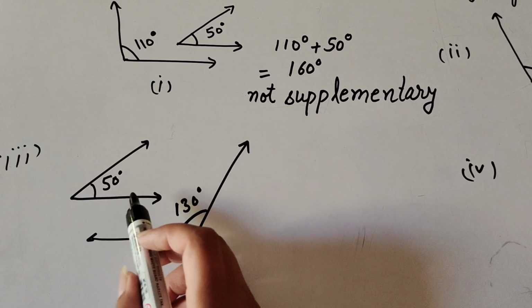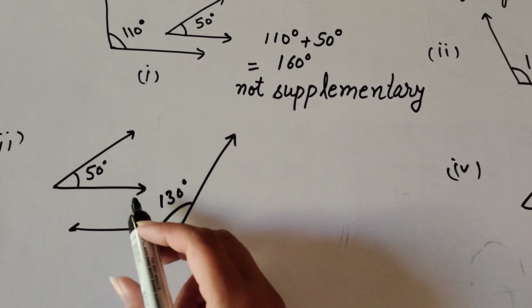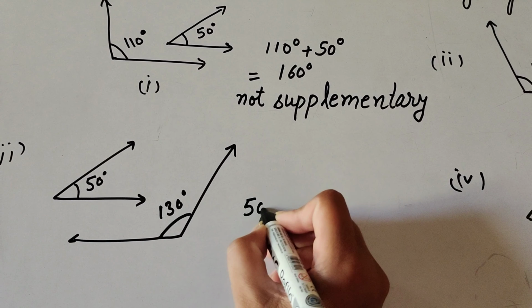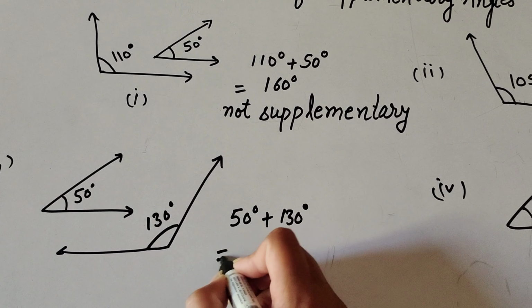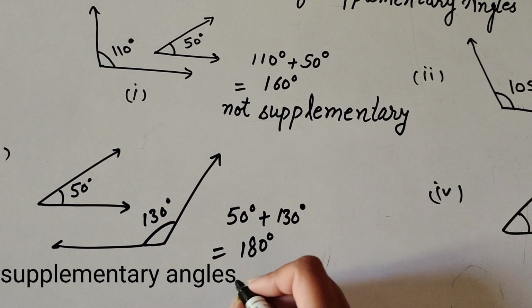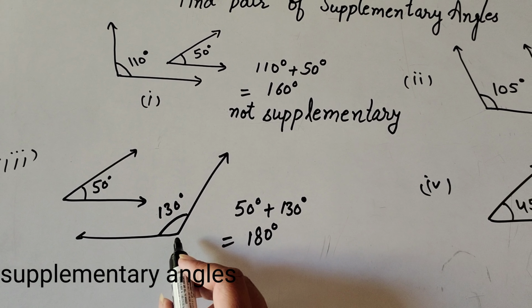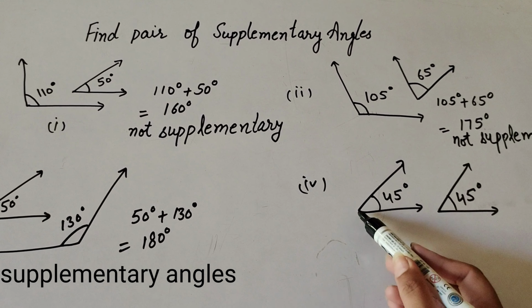In this question, one angle is 50 degrees, second angle is 130 degrees. Again we add these two angles to check whether they are supplementary or not. 50 degrees plus 130 degrees. When we add these two angles, we get sum equal to 180 degrees. So these two angles are supplementary angles because their sum is equal to 180 degrees.